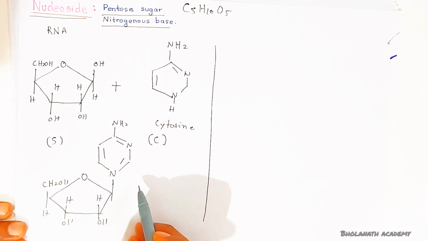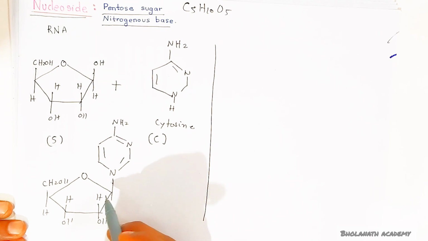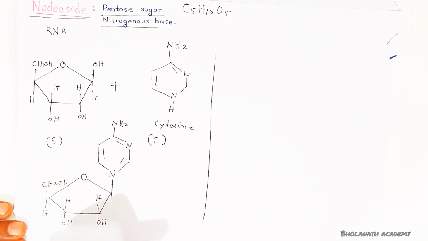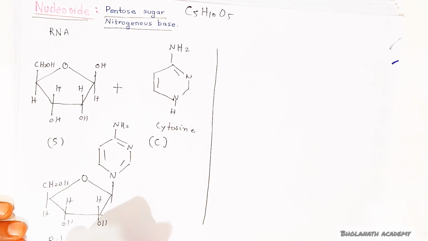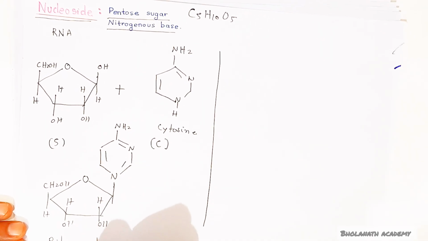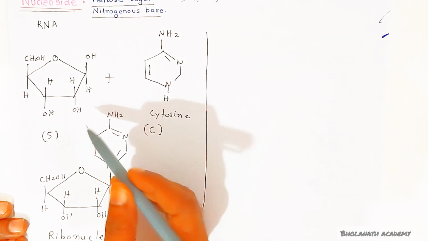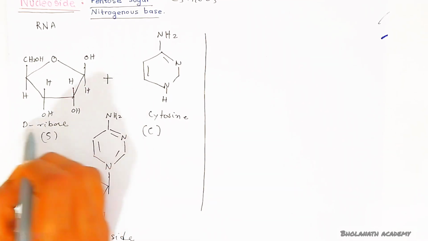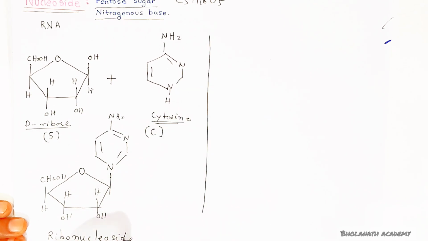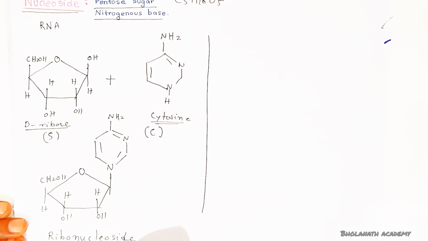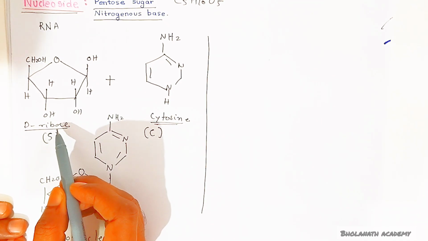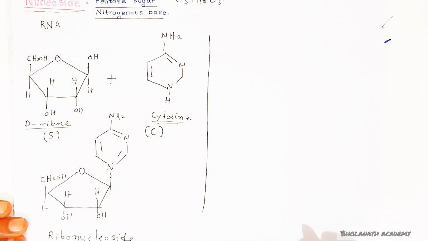So this is called a ribonucleoside. Nucleosides are of two types, students. This is called a ribonucleoside. Okay students, the sugar here is D-ribose sugar, combining with cytosine and forming a ribonucleoside. Understanding, students? So this way I have drawn. Now if this is deoxyribose, students, it will form a deoxyribonucleoside.